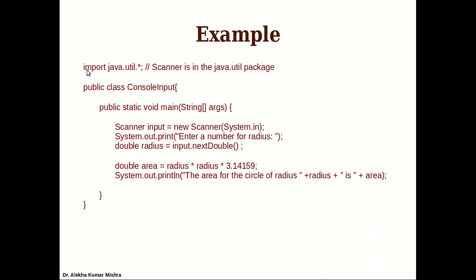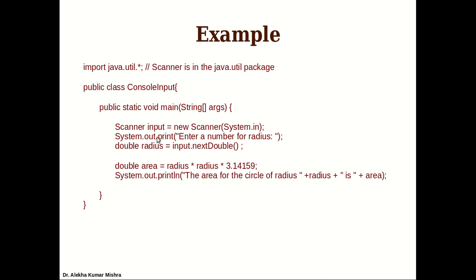So you have to import java.util.*. So you just need to import everything that is there in the util package. All right, so we define an object of Scanner by using new Scanner. All right, and we are printing enter the number of radius.